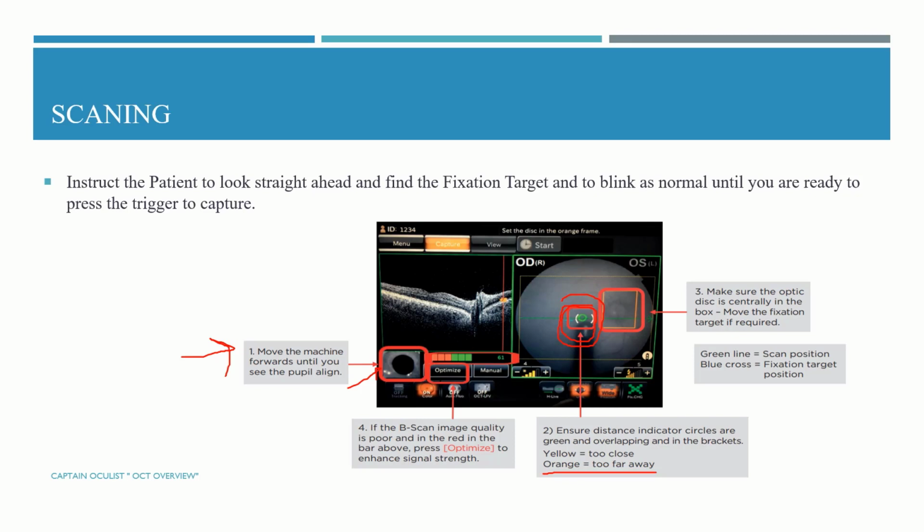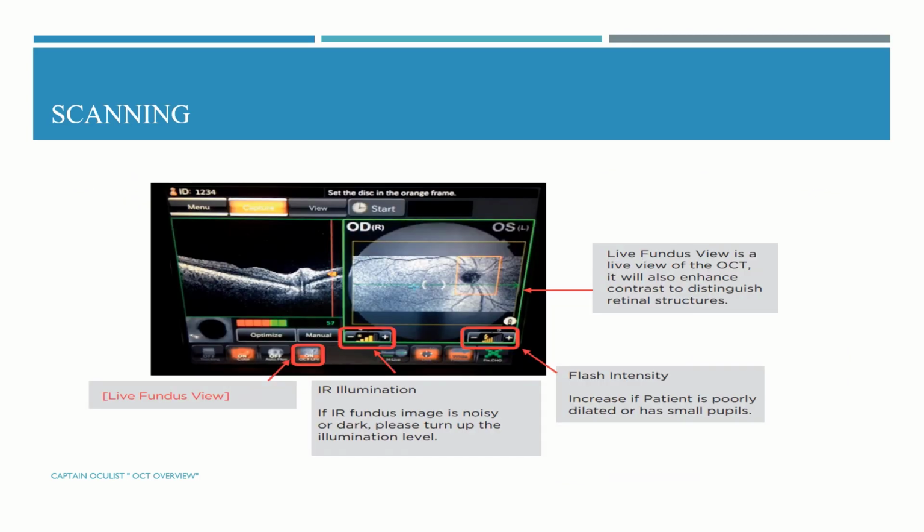If the B scan quality is very poor and undetectable, you can click onto the optimize button. It will sharpen the scan more and help you to capture it. In this slide you can see we have IR illumination. If the fundus image is dark, please increase its level, so the photograph's overview will be clear. Also we have the flash intensity.